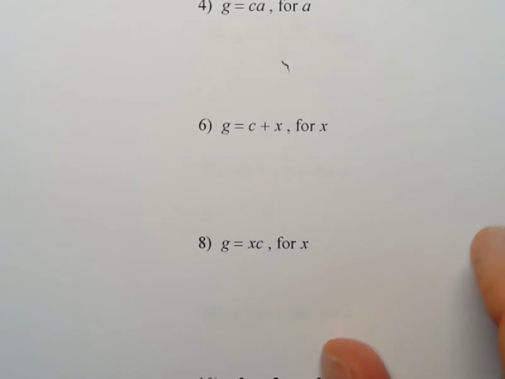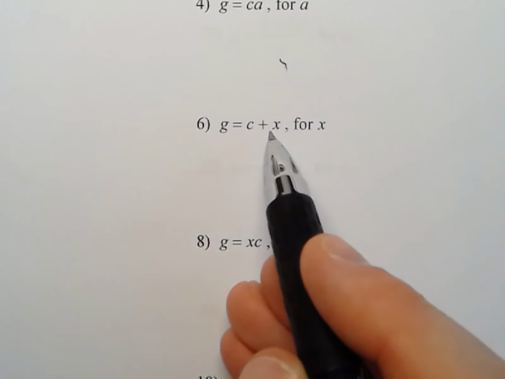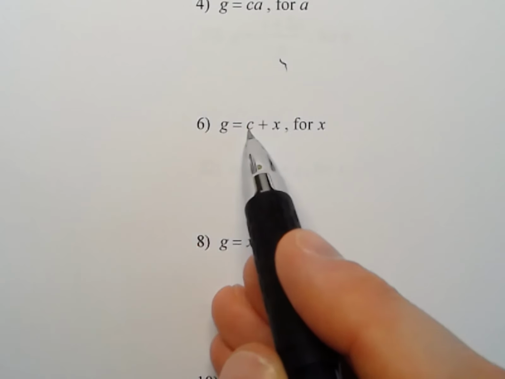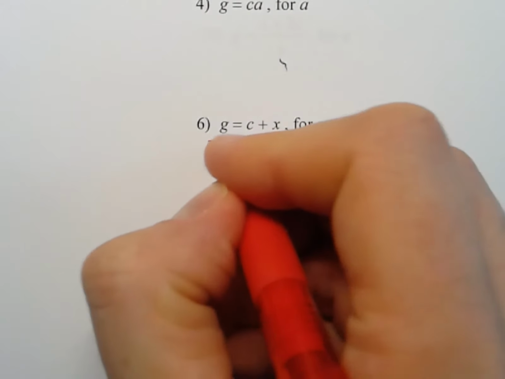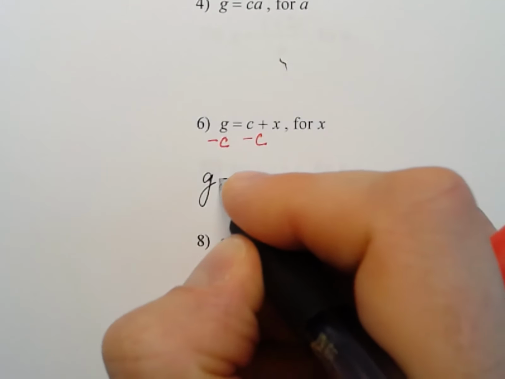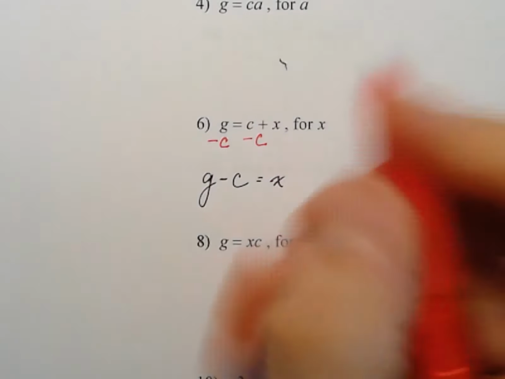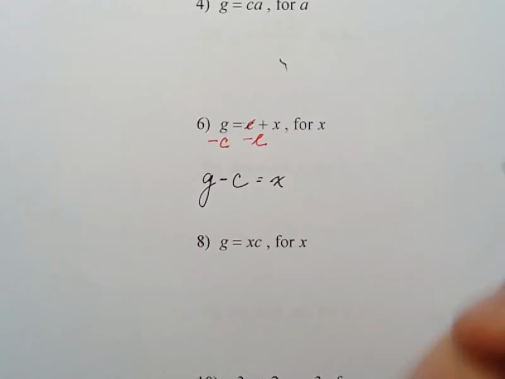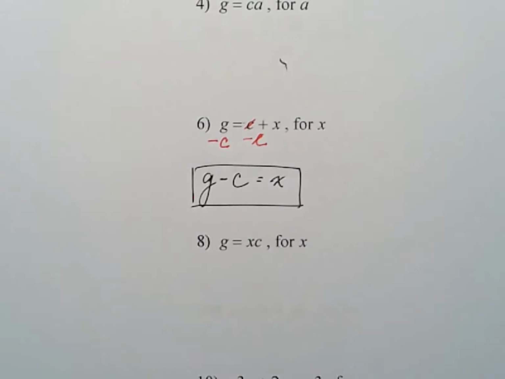What about g equals c plus x for x? Well, what's happening to x? It's being added by c, so we're going to subtract c, and then we get g minus c equals x. Right, you see that? Because those cancel out. So g minus c equals x.